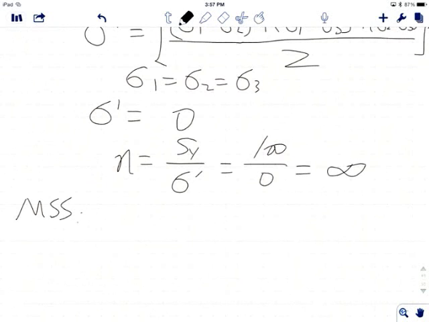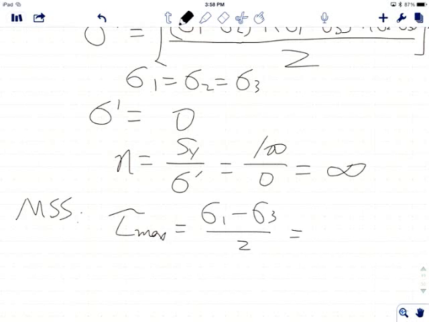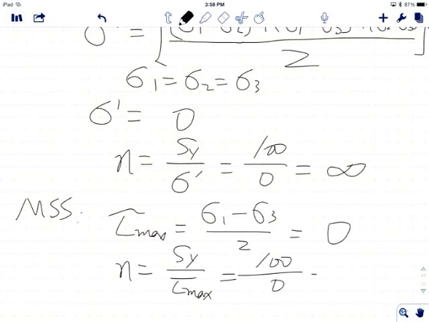For maximum shear stress, tau max equals maximum minus minimum divided by 2. Okay, so if you have that, that is also 0. And by definition of safety factor, it is also infinity, right? So does it really make sense? Infinity? There's no way you can design something that has infinity design safety factor, right?